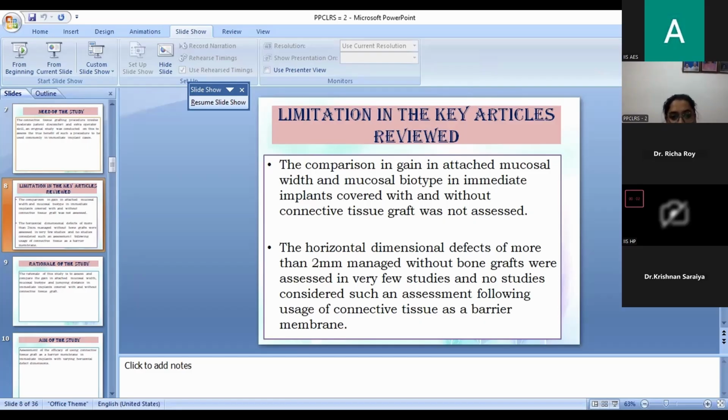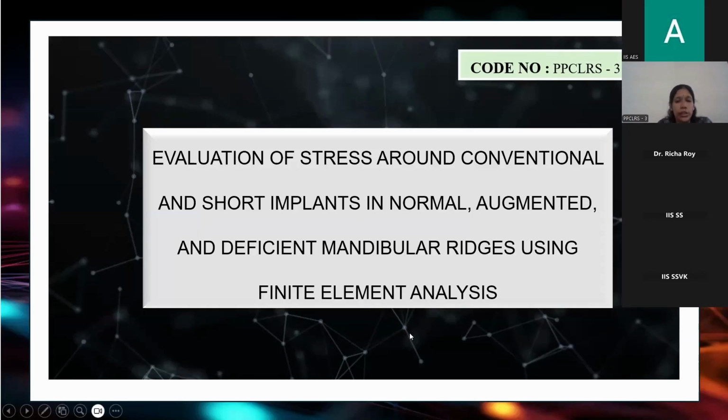peri-implant soft tissue integrity. Good evening, everyone. I am going to present my paper on the topic Evaluation of Stress around Conventional and Short Implants Placed in Normal, Augmented, and Deficient Mandibular Ridge using Finite Element Analysis.